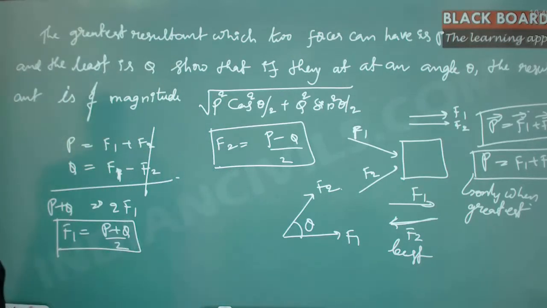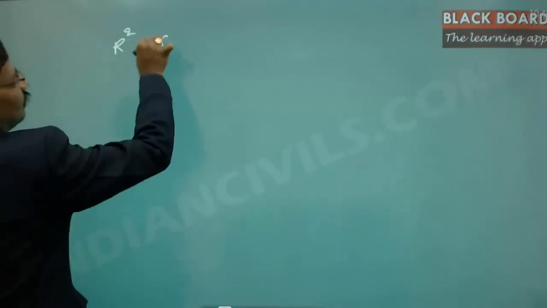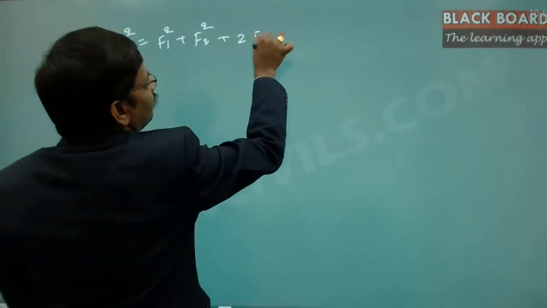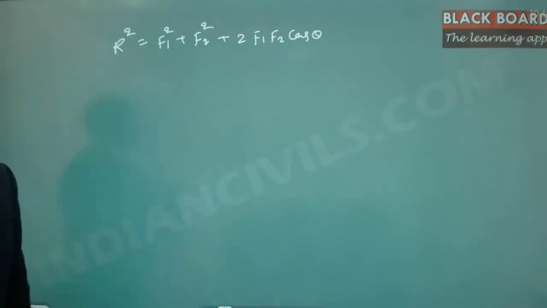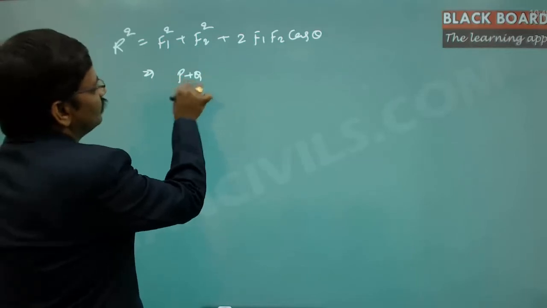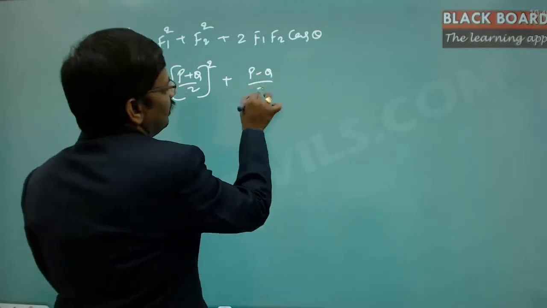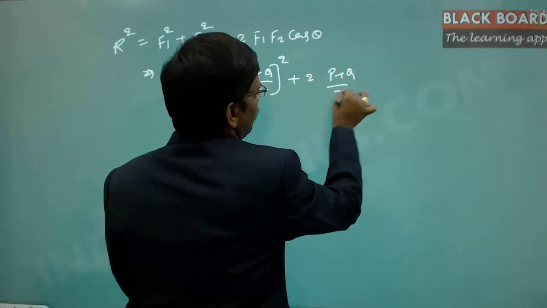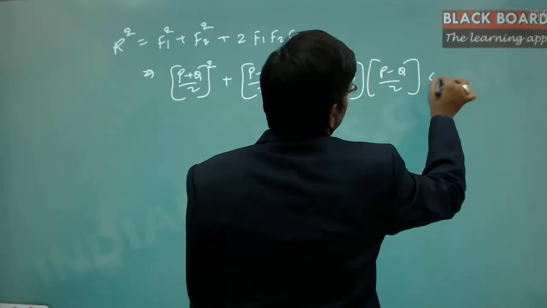So based on this understanding, the resultant magnitude R square is equal to F1 square plus F2 square plus 2 times F1 F2 cos of the angle between those two. So this is the resultant. Now you can replace F1 and F2 in terms of P and Q. So P plus Q by 2 whole square plus P minus Q by 2 whole square plus 2 times P plus Q by 2 into P minus Q by 2 into cos theta.